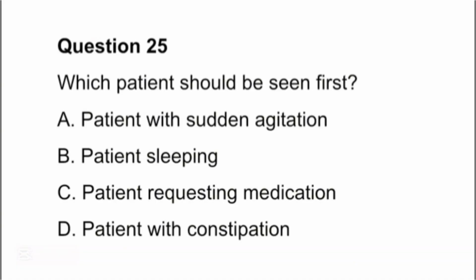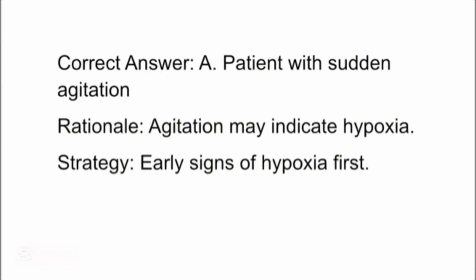Question 25. Which patient should be seen first? A. Patient with sudden agitation. B. Patient sleeping. C. Patient requesting medication. D. Patient with constipation. Correct answer: A. Patient with sudden agitation. Rationale: agitation may indicate hypoxia. Strategy: early signs of hypoxia first.